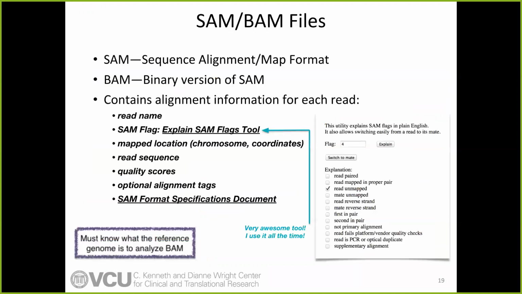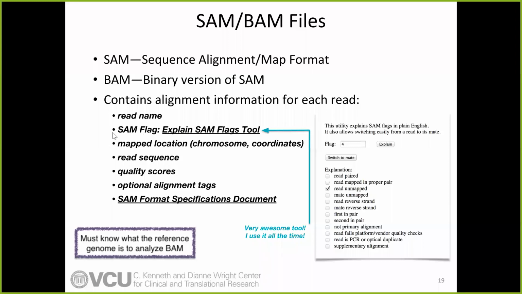A BAM file contains the read name and the read sequence, as well as the read quality scores, just like the FASTQ file did. But it also contains the alignment information, so which chromosome it aligned to and what position on that chromosome it aligned to, and it contains other information.